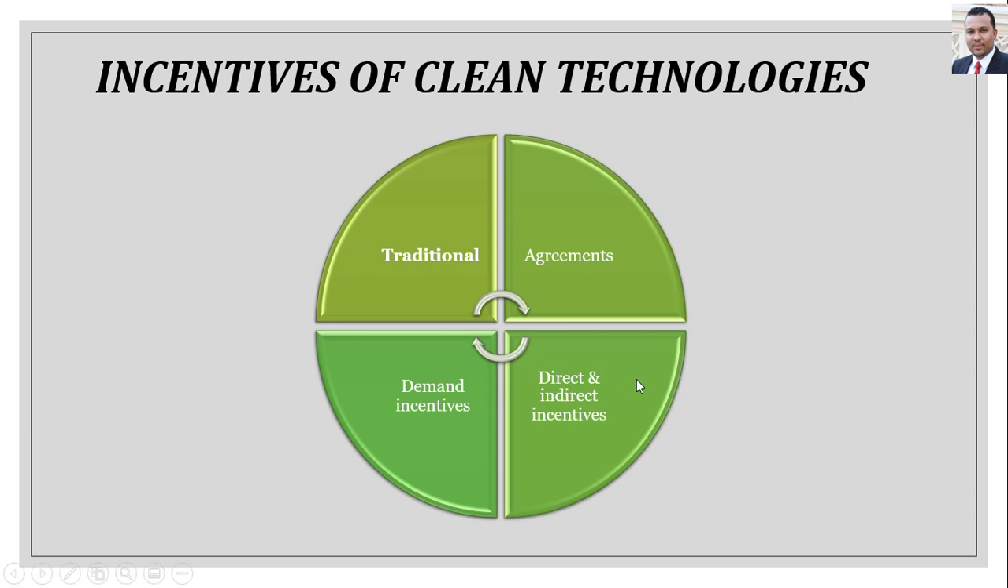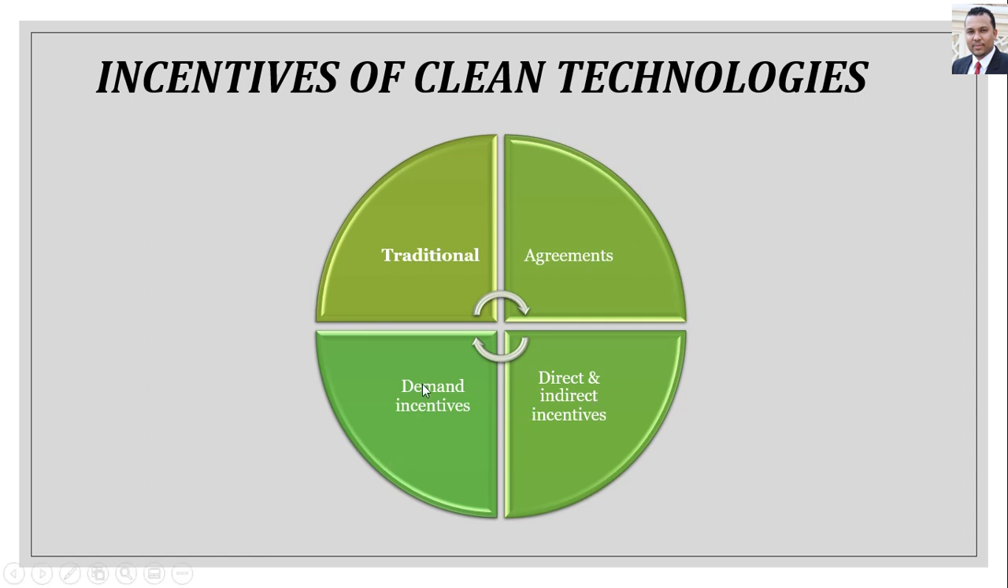Direct and indirect incentives. Direct incentives are related to promotion or purchasing of clean technology products by firms. How does the government promote the purchasing of clean technology by firms? Indirect incentives: we talk about some programs worldwide to reduce the level of pollution, like the cap and trade program. This is an important program in the world.